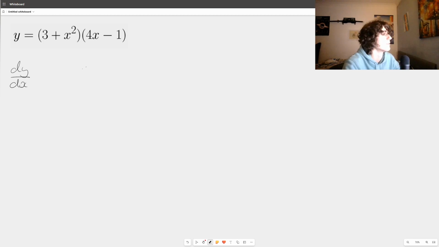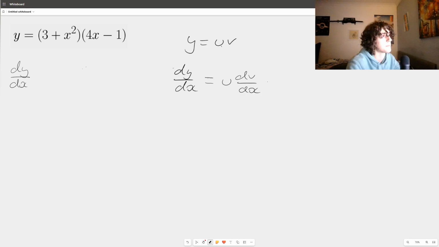So the product rule is used specifically for when you have two x terms which are multiplied together, or just two terms multiplied together, and you want to find their derivative. I'll just show you the equation. For any equation y equals u times v, where u and v are some functions of x, dy by dx is going to equal u dv dx plus v du dx.